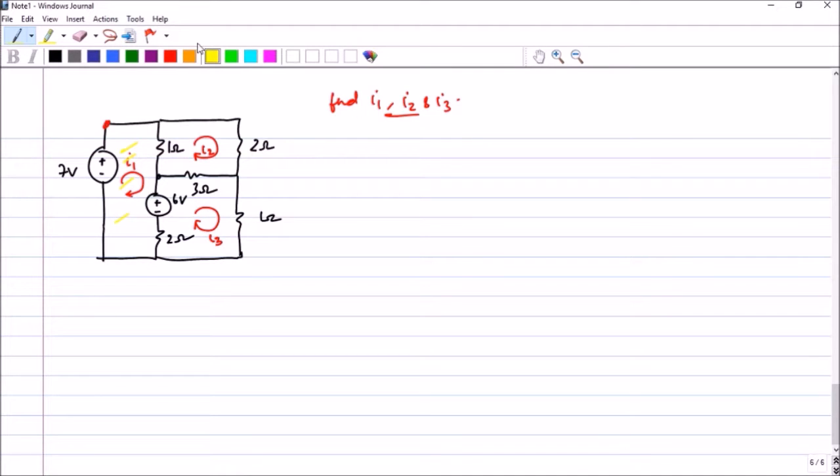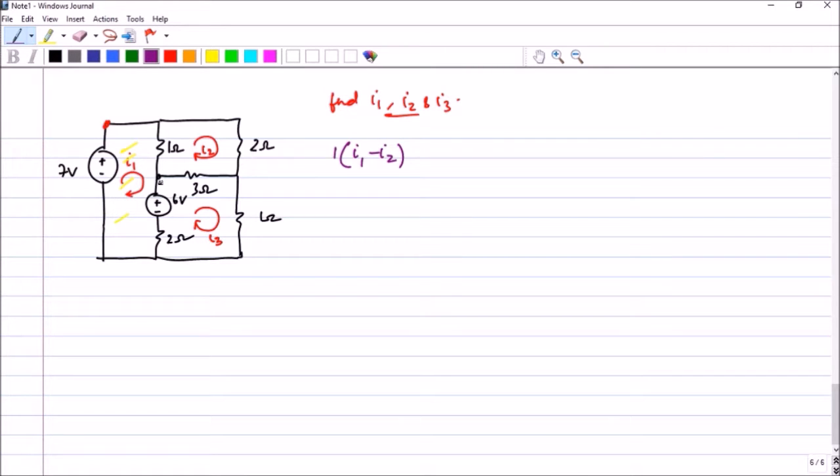So this is the first mesh. All right. So if I put the mesh equation here, first I am moving through the 1 ohm resistor, right? Now the 1 ohm resistor is common for mesh number 1 and mesh number 2. Because I am moving in the downward direction, I1 is my priority current. So it will be 1 into I1 minus I2 because I2 is opposing I1.